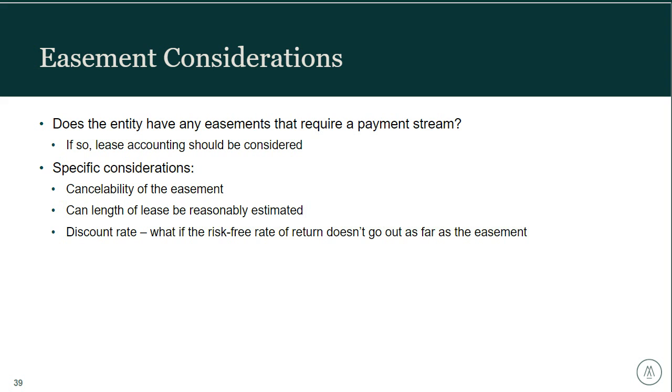But can you even estimate the length of the lease? And I will tell you, we're struggling with this in hydroelectric. We've got some 100-year leases out there. What happens if the risk-free rate doesn't go out that far? How do you even consider what your rate of return would be on that? We actually just peppered a question into FASB, so we'll let you know if we hear any response on that. But there are some considerations that are getting pretty substantial.